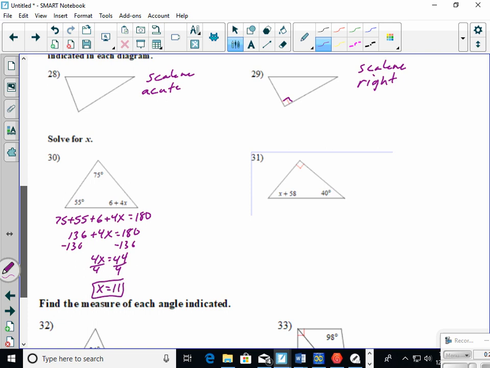All right, so then 31. Same idea. Now this one we can take a shortcut because we have a right angle here. So we know that if this is 90 degrees, the other two angles, the two acute angles, have to add up to equal 90. So we can just say x plus 58 plus 40 equals 90. So x plus 98 is going to equal 90. Subtract the 98, and x is going to equal negative 8.